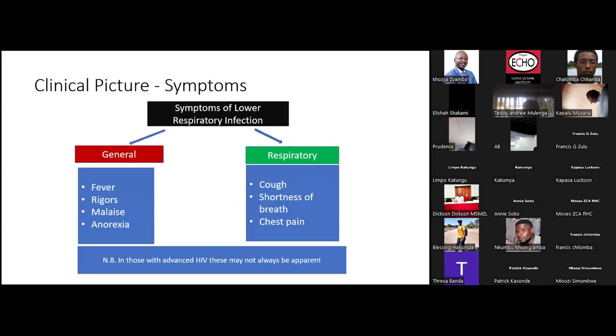So these are some of the things that you really want to go into as you're delving into the clinical assessment. Again, when you look at the symptoms, which is what the patient will complain about, general symptoms like fever, rigors, malaise, and anorexia are really important. Other constitutional symptoms include loss of weight and night sweats, but also go into the specific complaints that you can ask about: cough, shortness of breath, chest pain. And just a reminder, especially in those with advanced HIV disease, you may not always see these showing up.